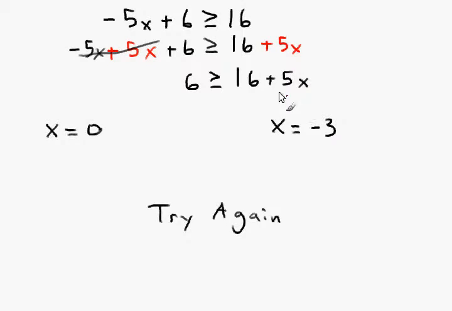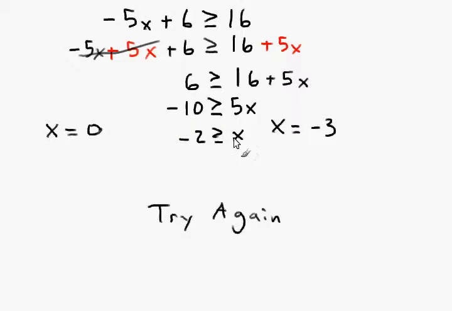Now, we'll subtract 16 from both sides. -10 is greater than or equal to 5x. Divide both sides by 5. -2 is greater than or equal to x. Okay.